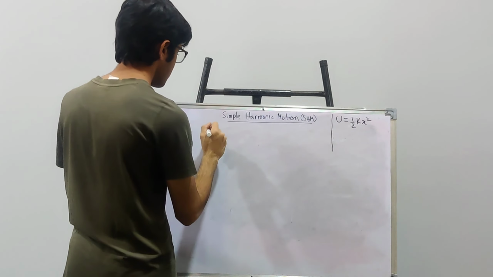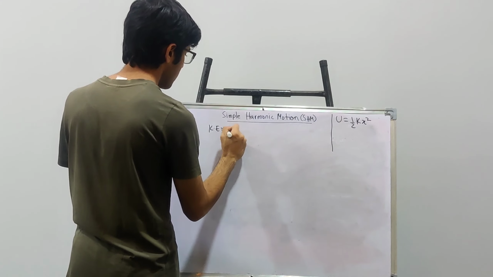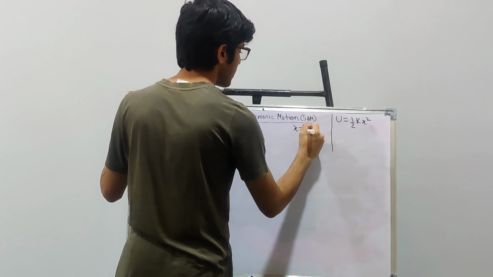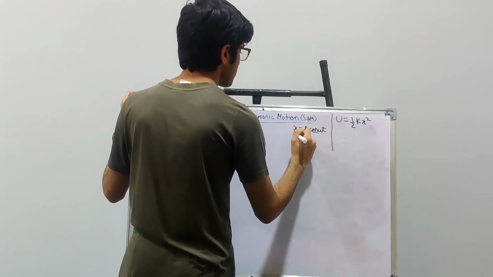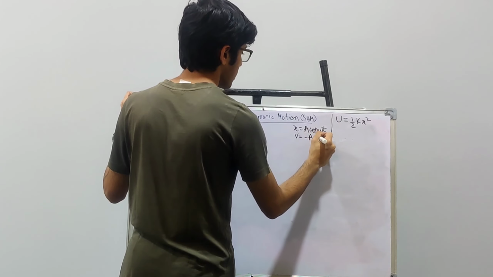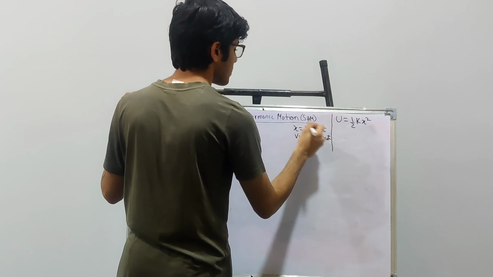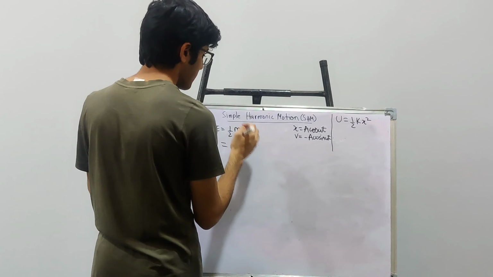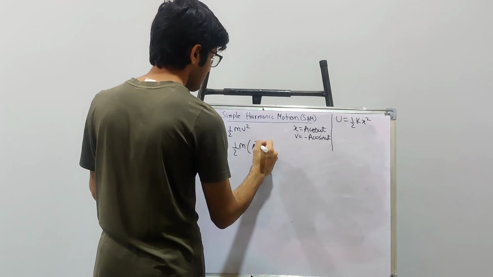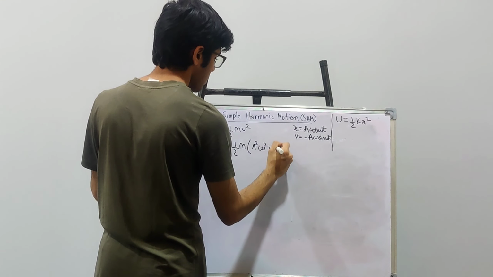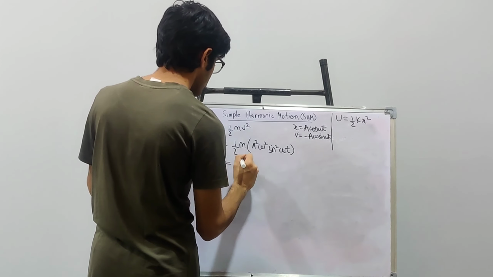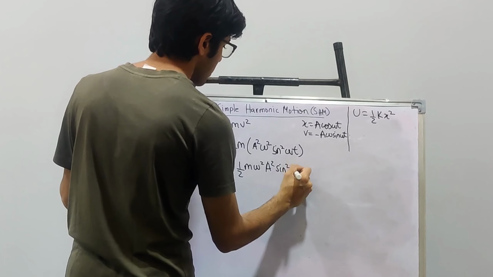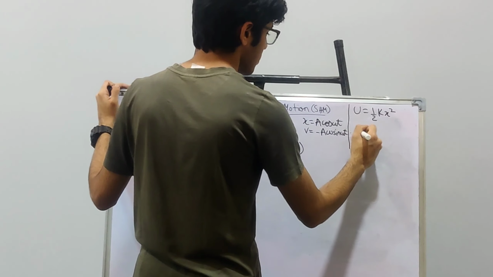Now for the kinetic energy, we know that kinetic energy KE is equal to half mv square. Let's suppose we take x is equal to a cos omega t, so we take v as minus a omega sine omega t. We just take the derivative of x with respect to t. So from here we get half m, v whole square will become a square omega square sine square omega t. So this becomes half m omega square a square sine square omega t.